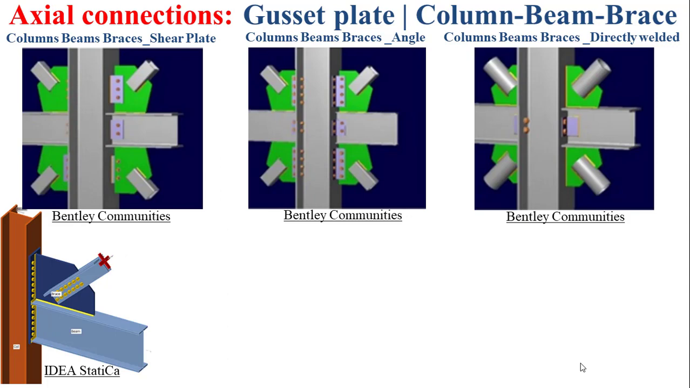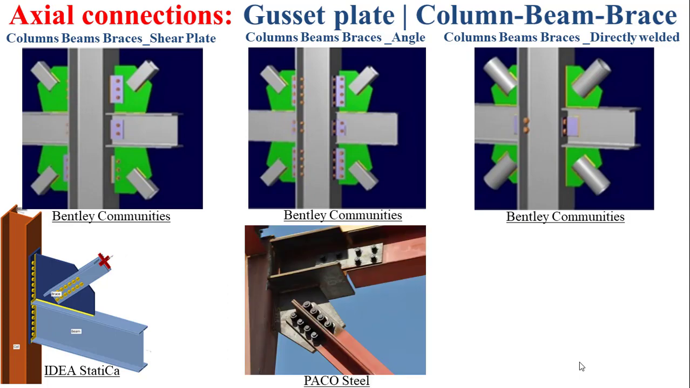And you can notice also that the brace can be connected to the gusset plate using bolting instead of welding. Well, it's important to note here that I explained just some technological varieties of gusset plate axial connection between column, beam, and brace, and there are other technological varieties based on the same principle that I'm explaining now for this type of axial connections.